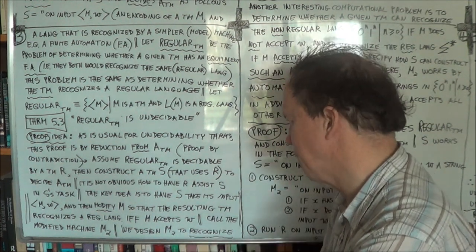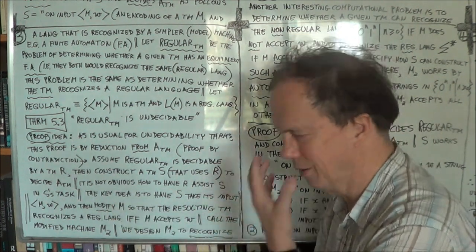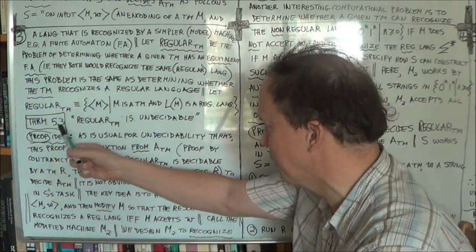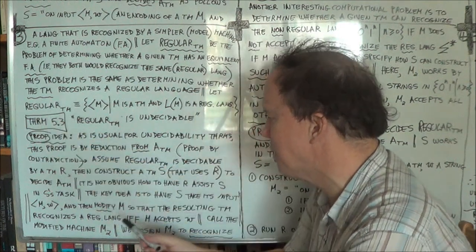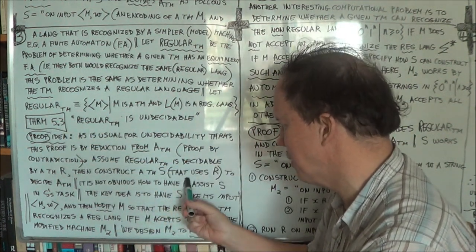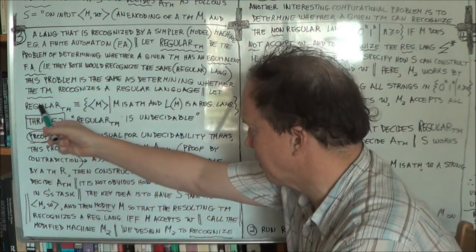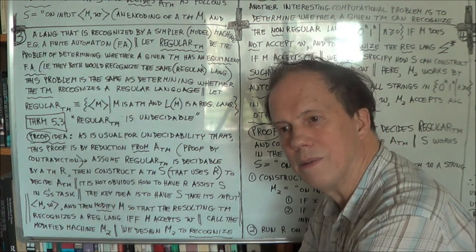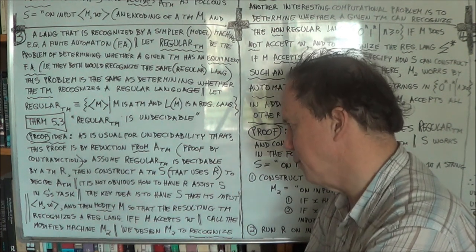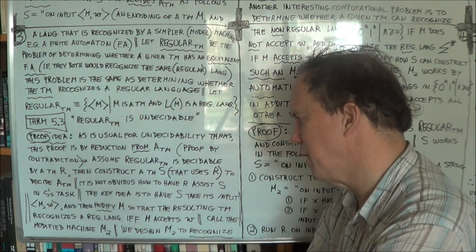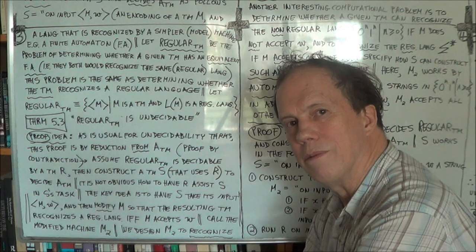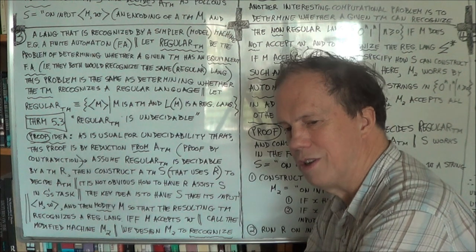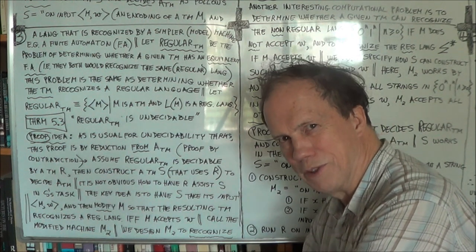Now, it's not obvious how R, this decider of this language, can help S decide ATM. That is not obvious. So I'll just throw it at you and see if you can figure out why it works. Treat it as a brain teaser. Are you smart enough to figure this out?